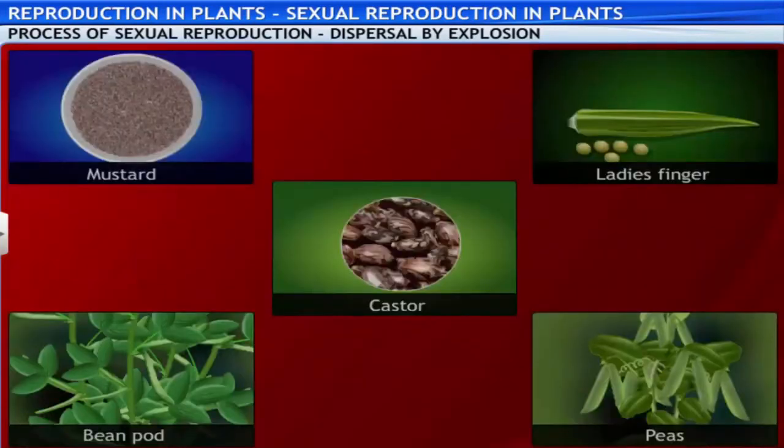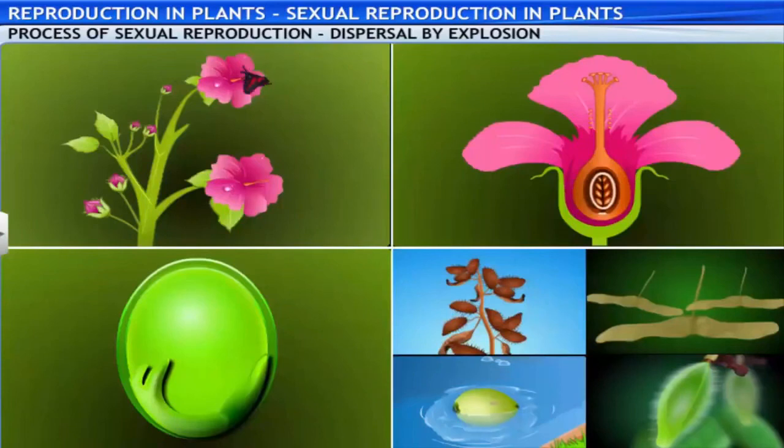Some examples of plants that use this method of seed dispersal by explosion are mustard, lady's finger, peas, bean pod, and castor. I hope the information in this lesson has helped you understand the reproductive parts of a plant and the process of sexual reproduction in plants better.